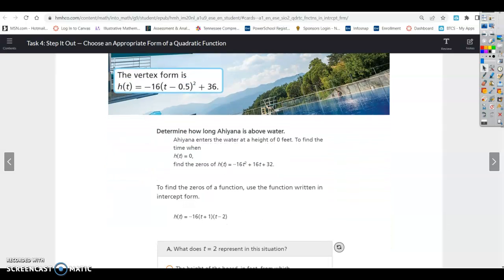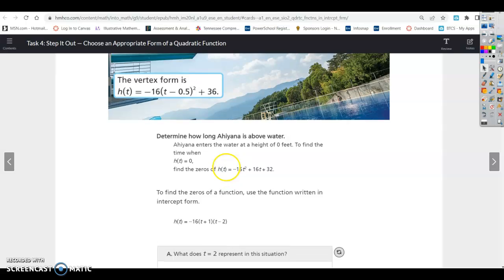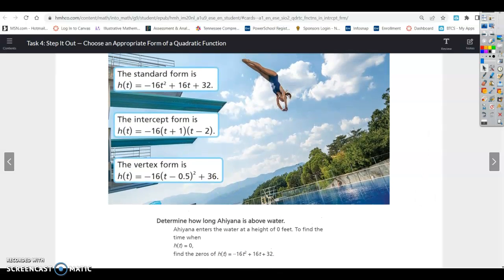So to determine how long Ayana is above the water, Ayana enters the water at a height of 0 feet. To find that time, all you have to do is substitute 0 in for h of t. So substitute 0 in for y, and then find the zeros. So the easiest way to do that is to use standard form. So if you substitute 0 in here and here, you could easily substitute 0 in for h of t, and then you could find what you needed very quickly and easily.